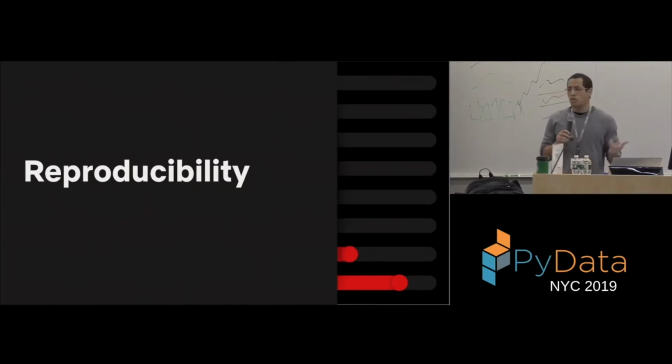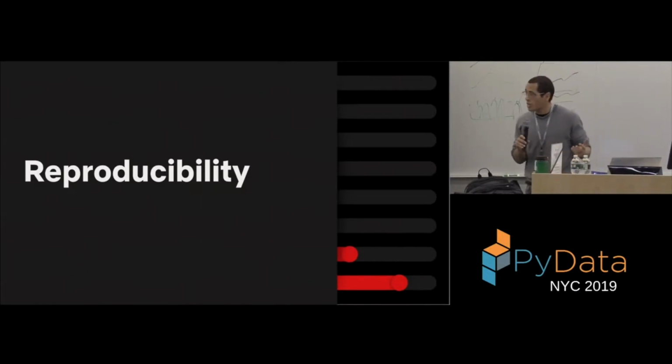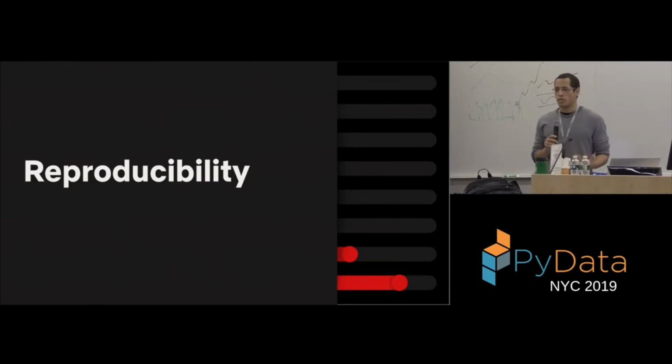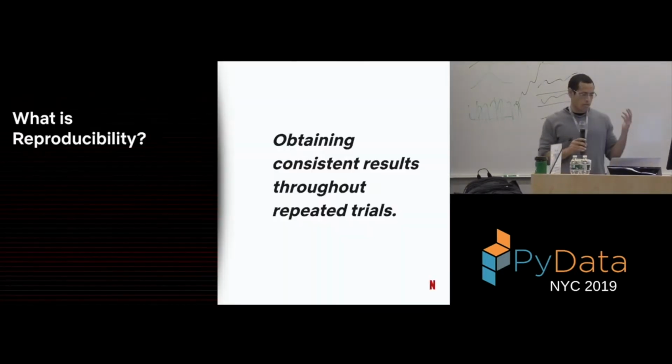Okay, so now we got that out of the way, we could go back to the matter at hand, which is talking about reproducibility and what that really means. And I'm sure most of you probably have some idea of what the definition of reproducibility is, and it's probably something to the effect of obtaining consistent results through repeated trials, right? It's more or less something like that. But what does that really mean in the context of machine learning?